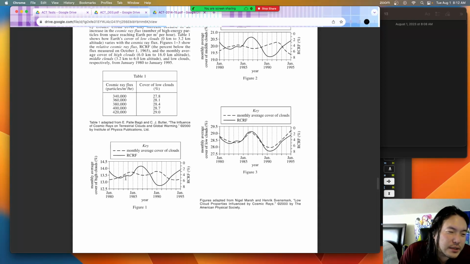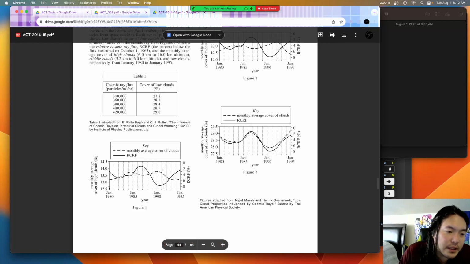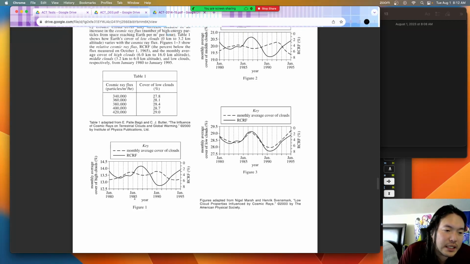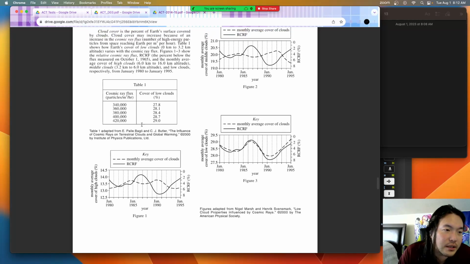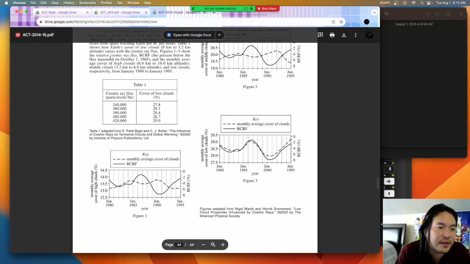What do we have here? So here we have some funky graph. Figure 1. This is table 1, and this is figure 1, January 1980 all the way to 1995. We have the monthly average cover of clouds, that's the dotted line. And then we have the RCRF. What is RCRF? It's the relative cosmic ray flux.